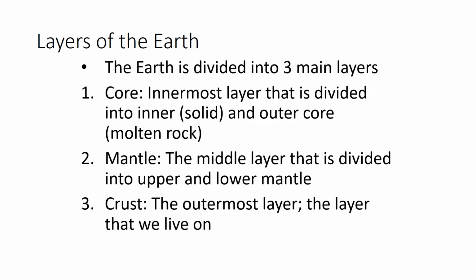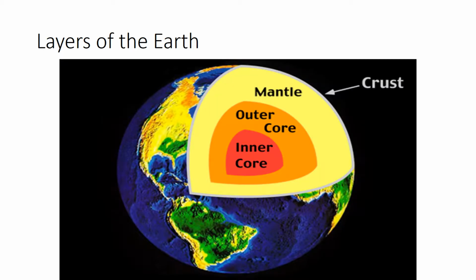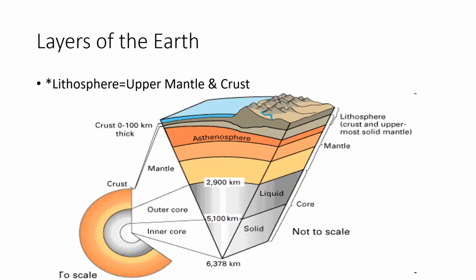So the Earth is divided into three main layers. First is the core, that's the inner solid and the outer molten rock. Then we have the mantle. This is the middle layer that is divided into upper and lower mantle, and then the crust, which is the outermost layer, and this is the layer that we live on. So here we see inner core, outer core, mantle, and crust in this lovely image.